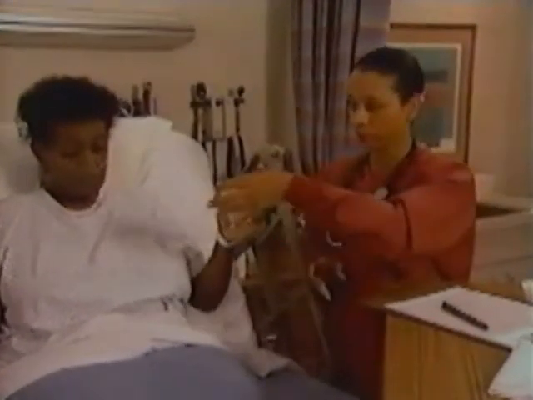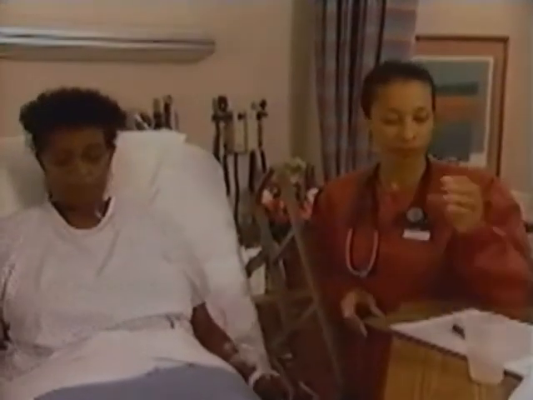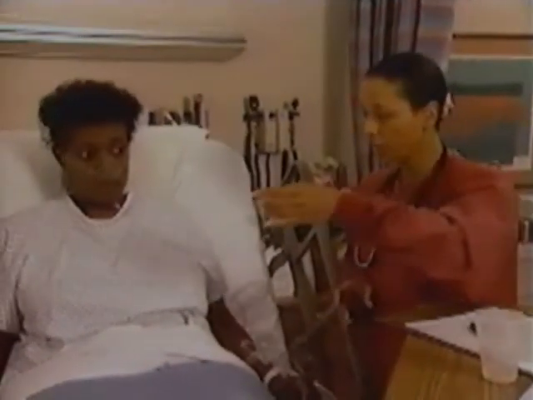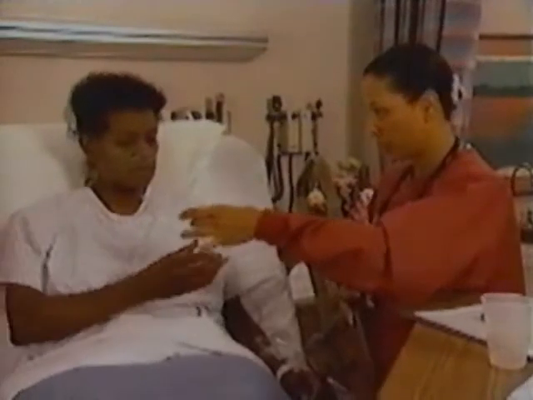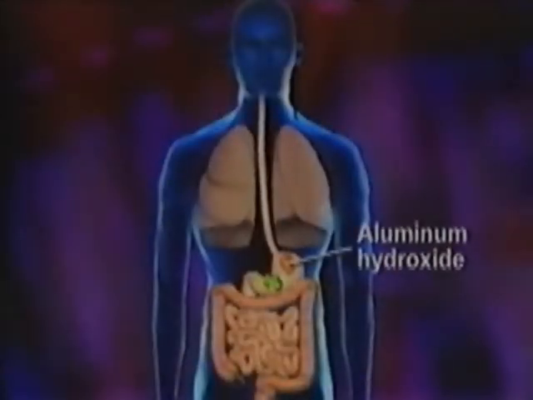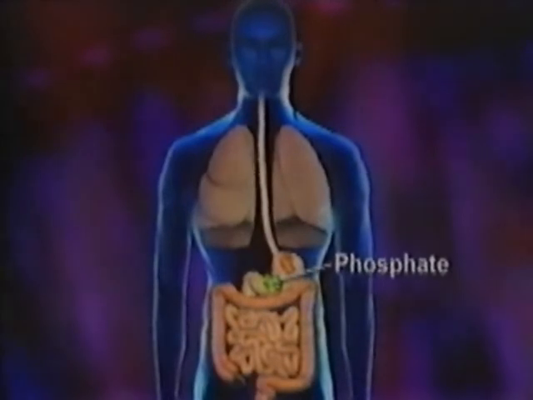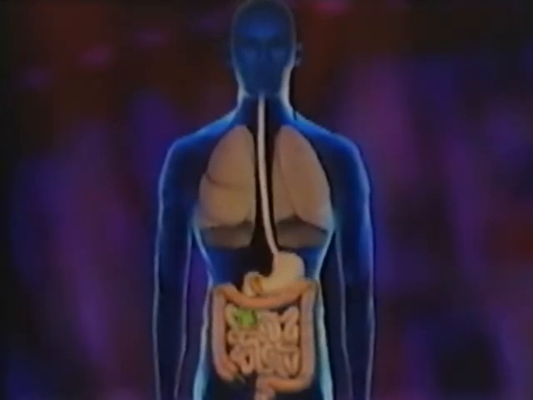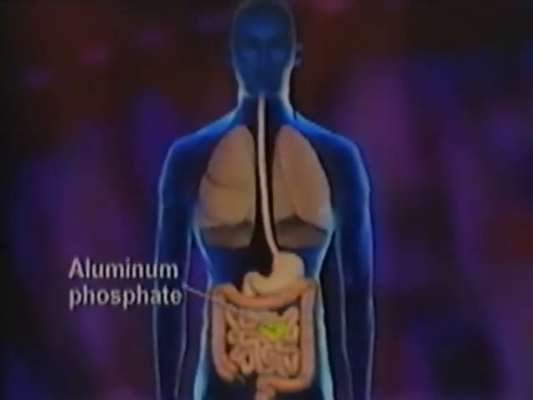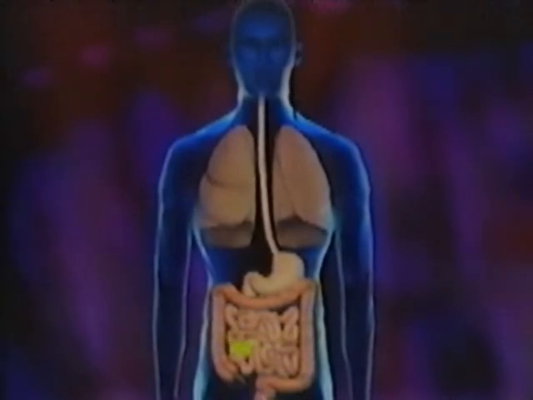To treat hyperphosphatemia, expect to provide a phosphate binder, such as aluminum hydroxide gel. In the intestines, aluminum hydroxide binds with phosphate to form aluminum phosphate. Because the intestines can't absorb aluminum phosphate, it's excreted in the stool. This lowers the blood phosphate level.